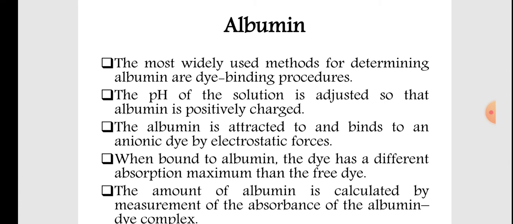نيجي نتكلم عن الميثود of albumin المباشرة. The most widely used method for determining albumin are dye binding procedure. The pH of the solution is adjusted so that albumin is positively charged. The albumin is attracted to and bind to an anionic dye by electrostatic forces. When bound to albumin, the dye has a different absorption maximum than the free dye. The amount of albumin is calculated by measurement of the absorbance of albumin dye complex.